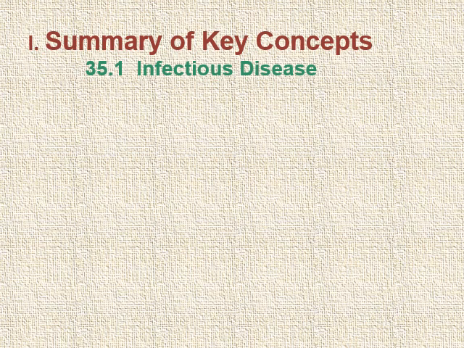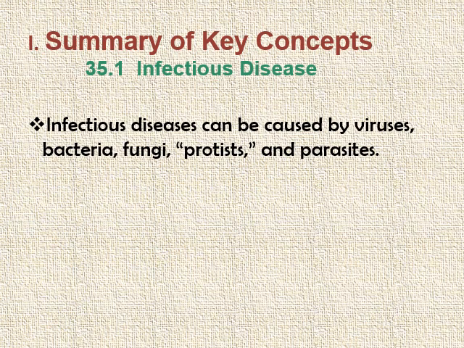First, chapter 35, lesson 1, infectious disease. Under this lesson, we discussed infectious disease and their causative agents. The causative agents of infectious disease are microorganisms, the likes of viruses, bacteria, fungi, unicellular eukaryotes or protists, and parasitic worms.